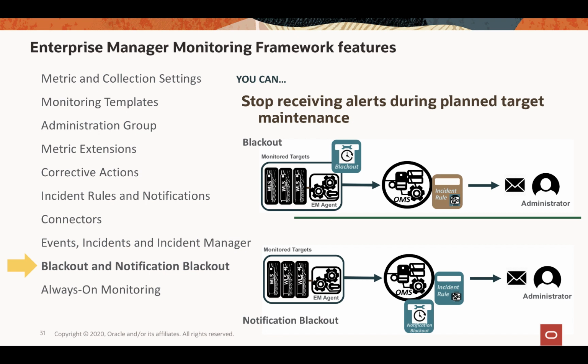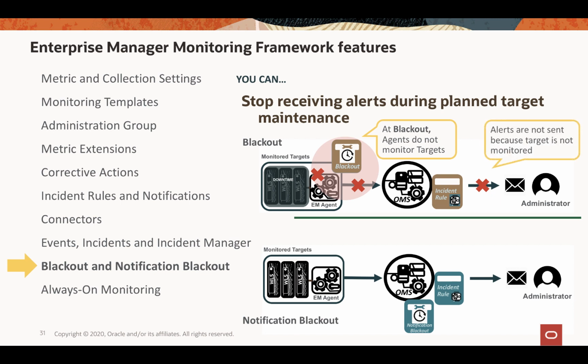When you have planned target maintenance, you don't want to receive alerts from the targets because you know you're going to bring them down. So you can use blackout to stop receiving alerts during the planned maintenance time. And there are two types of blackout, traditional blackout and notification blackout. Both of them stop sending you alerts, but the underlying mechanisms are slightly different.